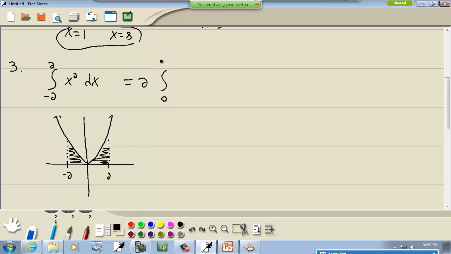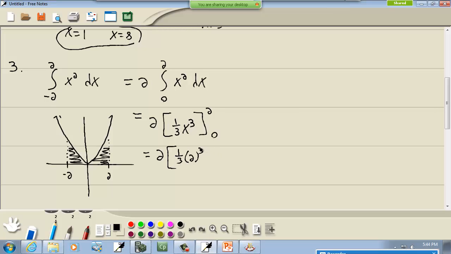So I can find it from 0 to 2 and multiply it by 2. Now this works out nice because 0 is easier to work with than a -2. So again, we'll add 1 to our power, divide by our new power. Then I'll plug in these numbers: 1/3 times 2 to the third minus 1/3 times 0 to the third. Well, 0 to the third is 0, so that drops away. So we got 2 times 2 to the third over 3, which is 8/3, which then gives us 16/3 as our answer.